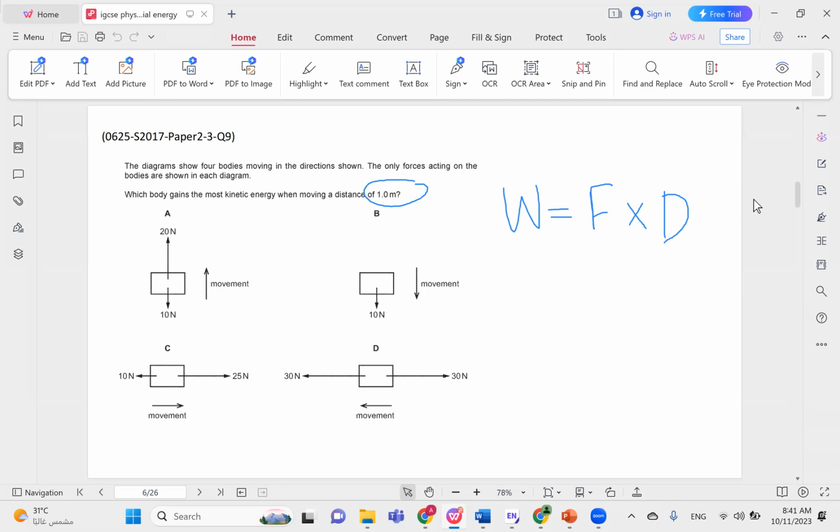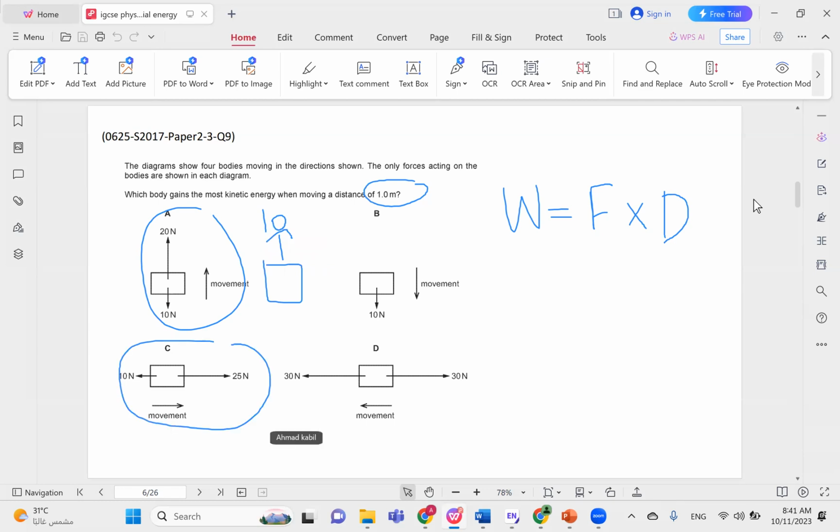So let's simplify the forces a bit. For choice A, the net force here is basically 10 up, parallel to the direction of motion. In this case, the net force is 15 to the right, also parallel to the direction of motion. For work, the force has to be parallel to the distance moved. So I need to make sure that the force exerted is parallel to the distance moved. Now, in this case, it is also 10 parallel to the direction of motion. So here, again, the force is 10.